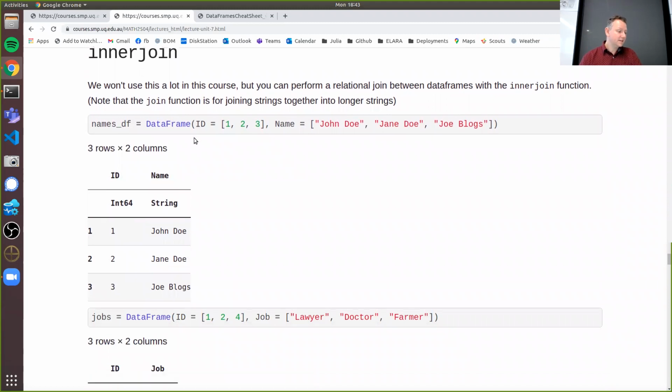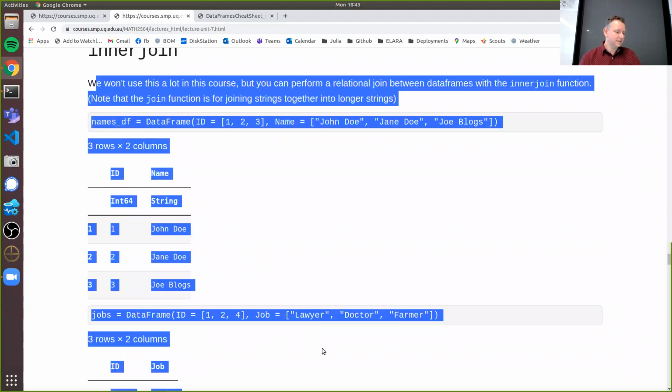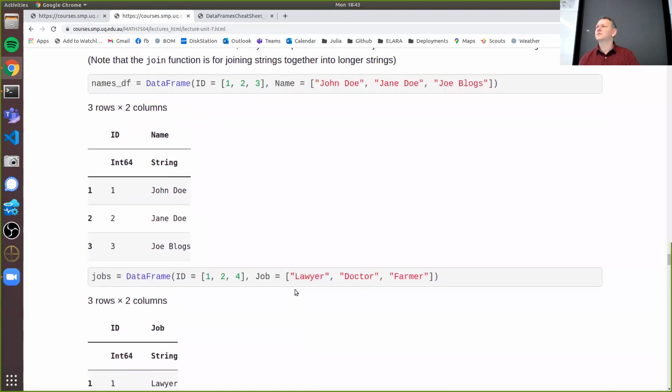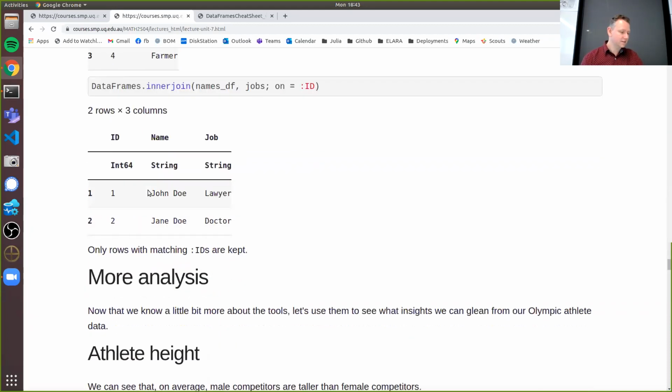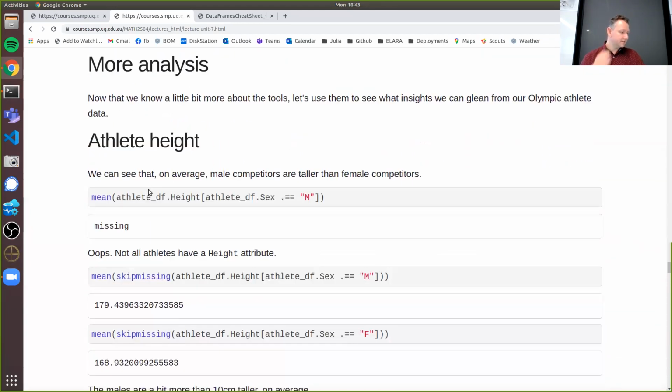Here's inner join. I'm going to skip over this because we're not actually going to use much relational joins in this. But just like in SQL, you can take multiple tables and join them together based on data in certain columns. Okay, this is what I really wanted to talk about. So this is where I wanted to get to.